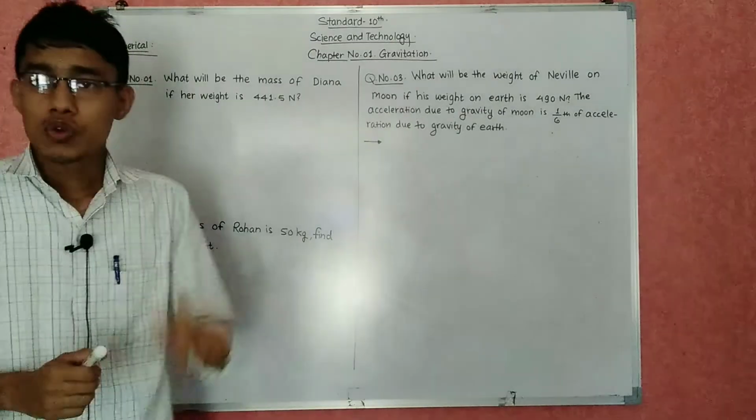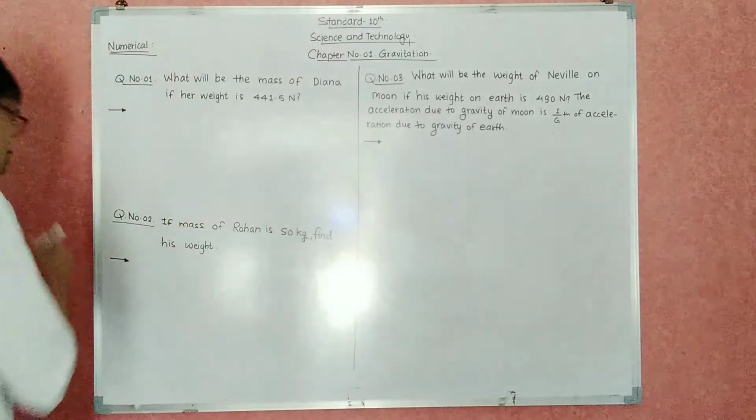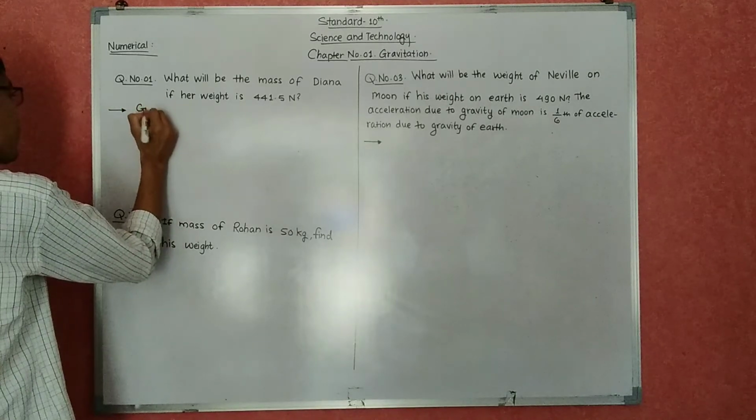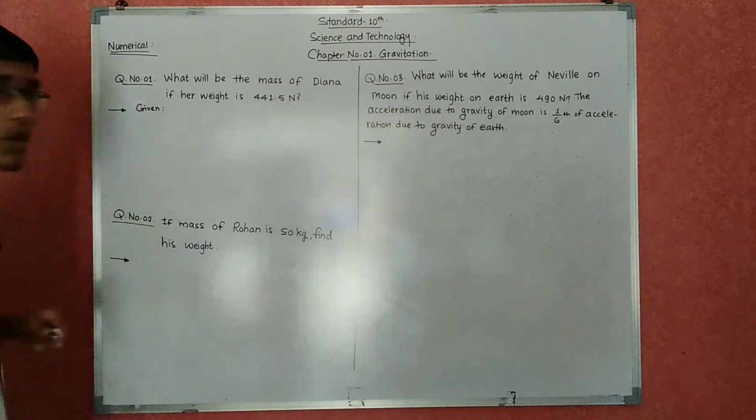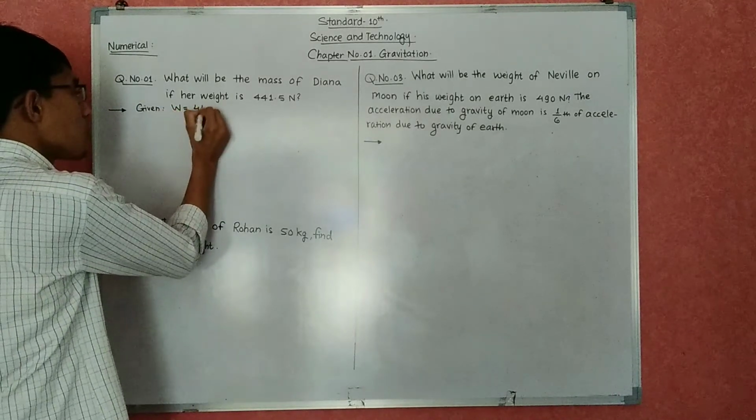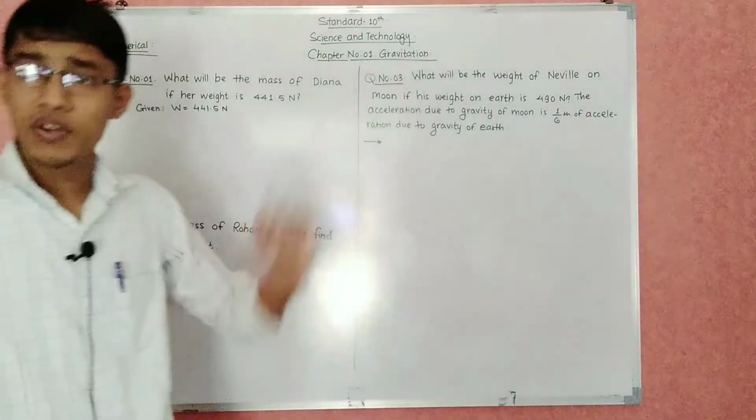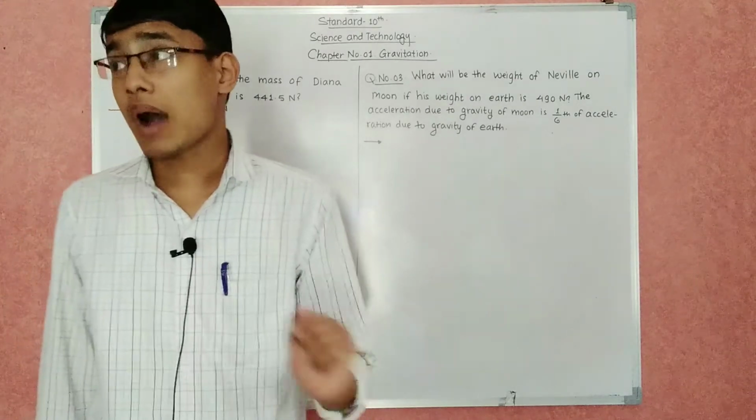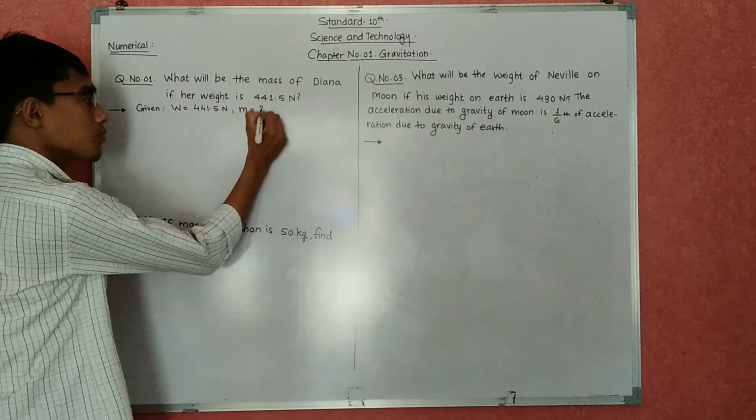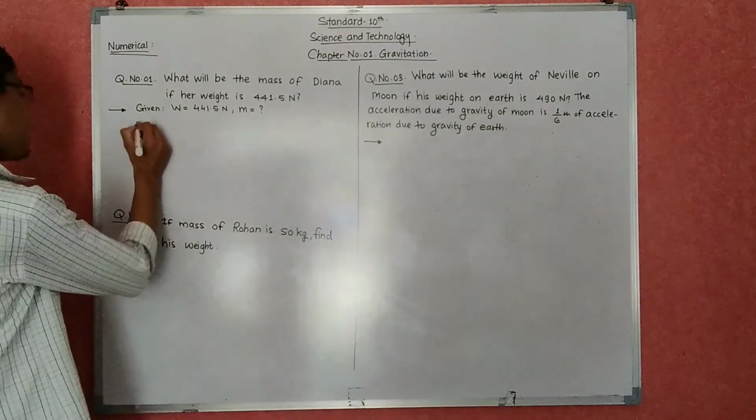The weight of Diana has been given in this particular question, so we are going to note it down. Given: weight W is equal to 441.5 Newton. What we have to find is the mass. We don't know what M is, so M is equal to question mark. Then we will head towards the solution.